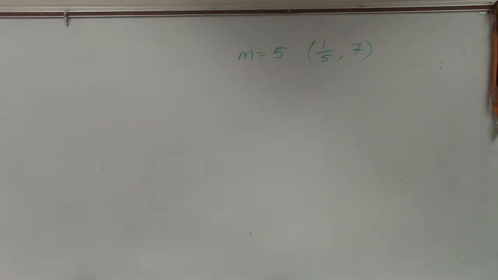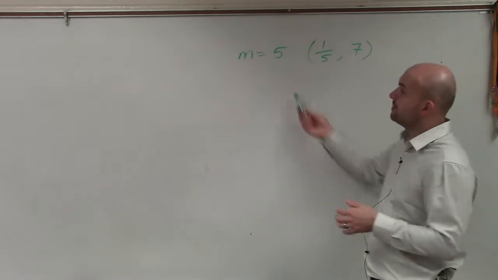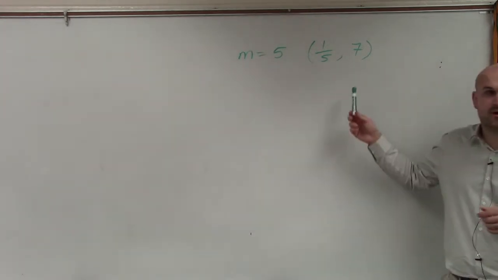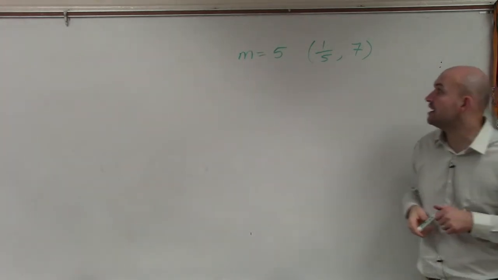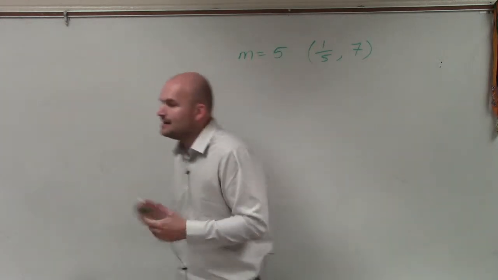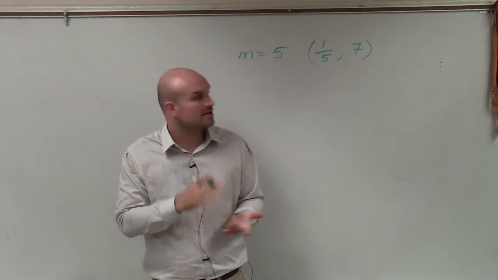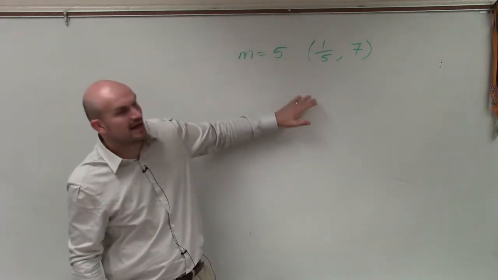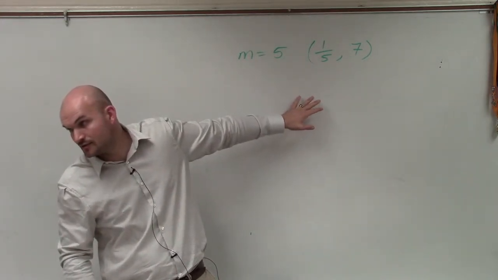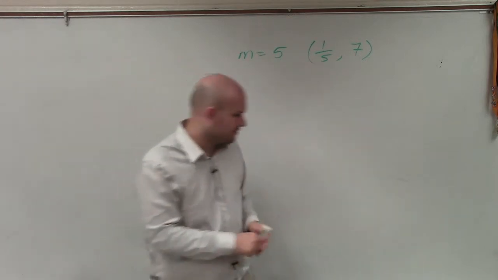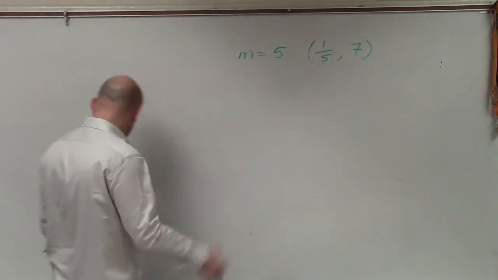So the next problem, ladies and gentlemen, is now we are given the slope, m equals 5. And I'm also given a point, a coordinate point, which is 1/5, comma 7. And now we're going to get into graphing linear equations more in depth in the next class period. But for right now, we're just going to focus on how to write a linear equation.